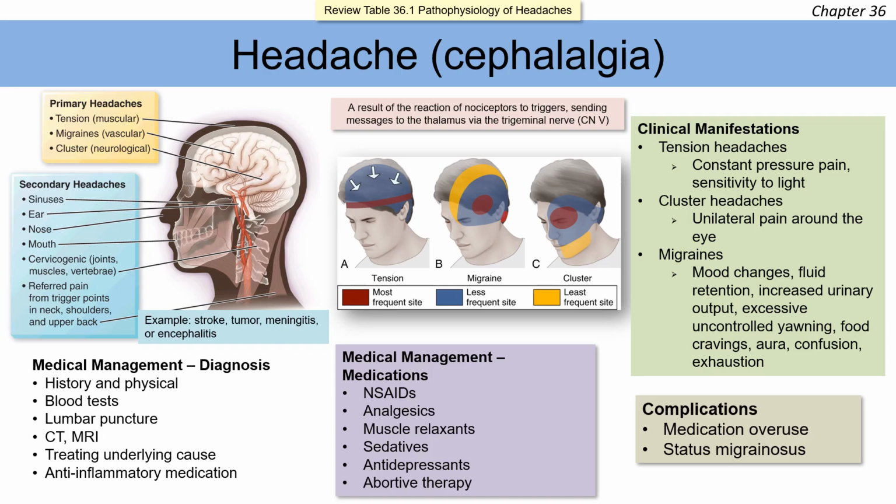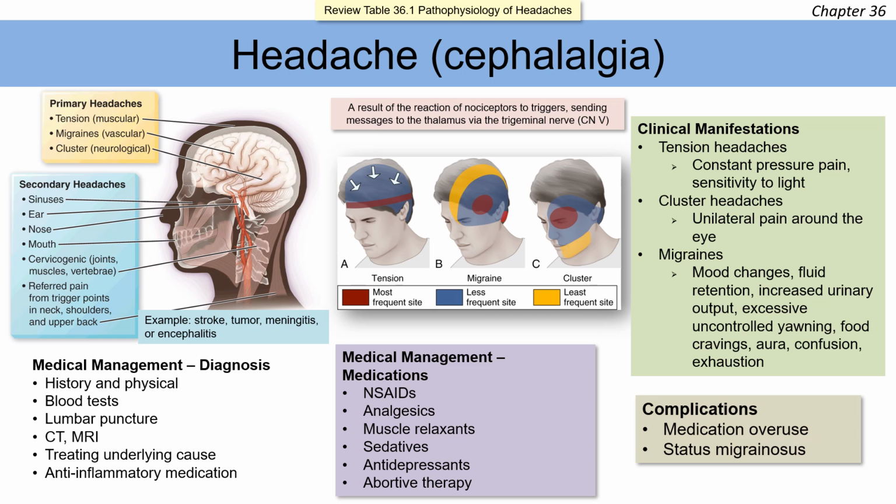Okay, so we're going to start off with cephalalgia. Cephalalgia is the medical term for headache. So why do we get headaches? We have these pain receptors, these nociceptors, that are triggered. Once these pain receptors are triggered, they send a message to the brain, the thalamus specifically, via the trigeminal nerve, which is cranial nerve 5, and that results in us feeling a headache.